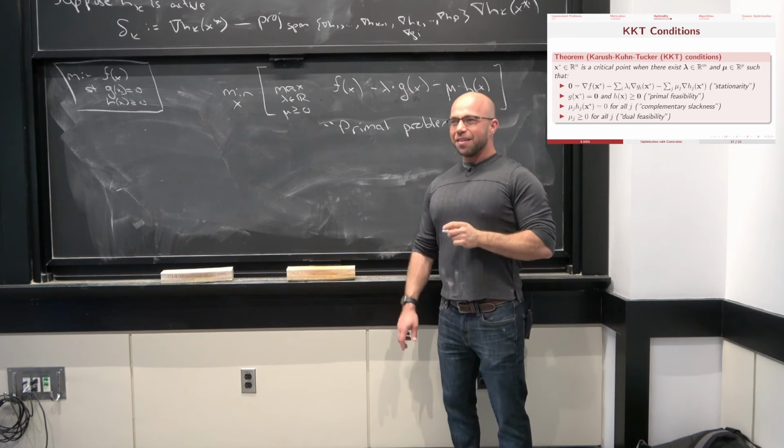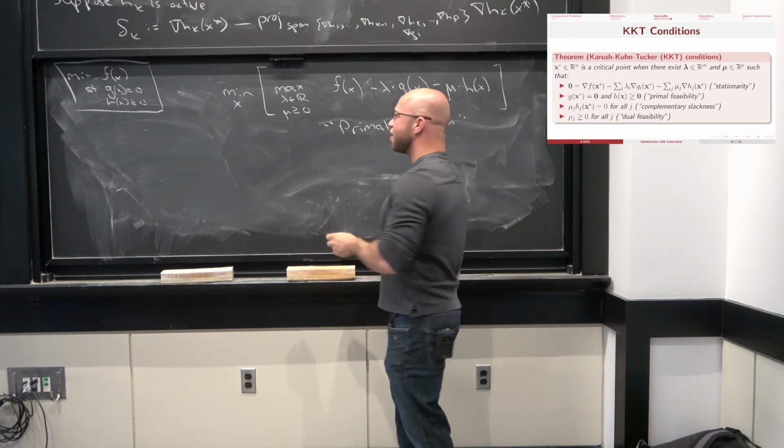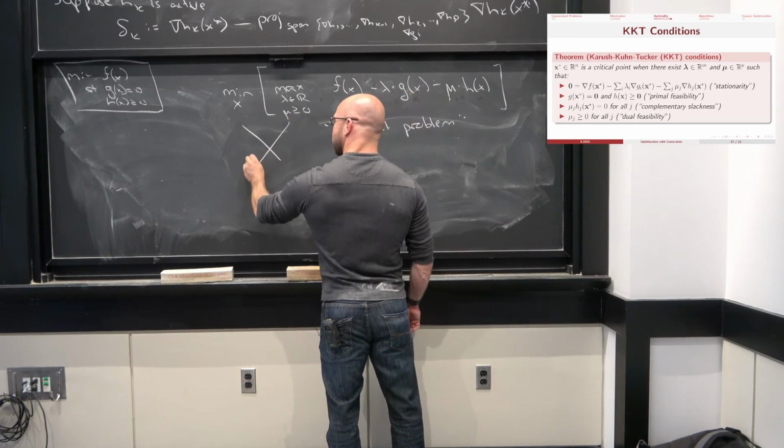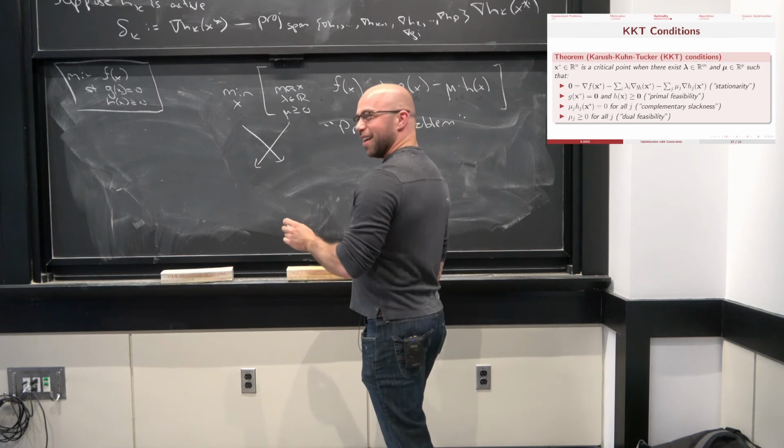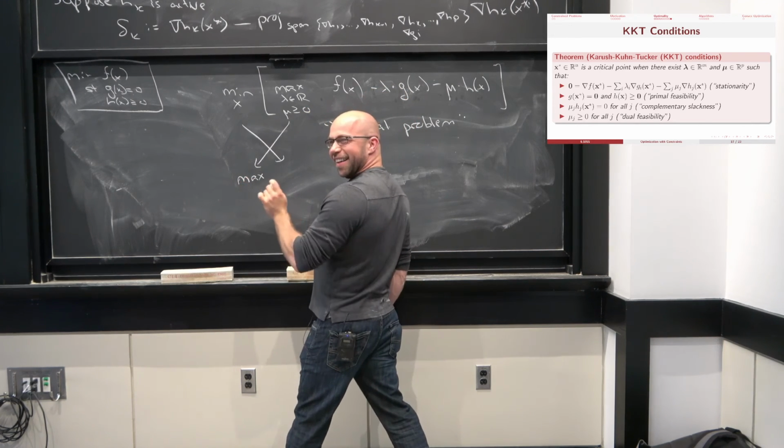Now, here's where, watch out guys, this is where the bad math is going to happen. Under certain conditions, I can take the min and I can swap it with the max. I can do the following. We're going to do the opposite game. Just think of it from an equilibrium perspective.